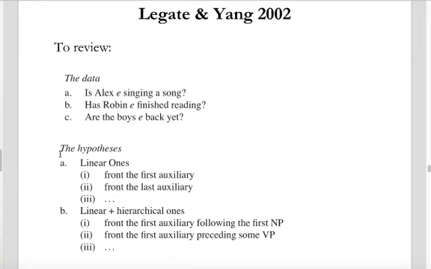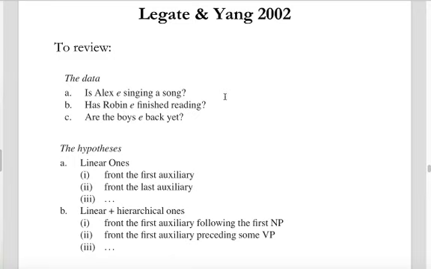The kinds of data that everybody agrees that children probably are exposed to are things like these in A, B, and C. Is Alex singing a song, where the E here indicates an empty syntactic slot where the auxiliary is moved from? So Alex is singing a song. Is Alex singing a song? Robin has finished reading. Has Robin finished reading?